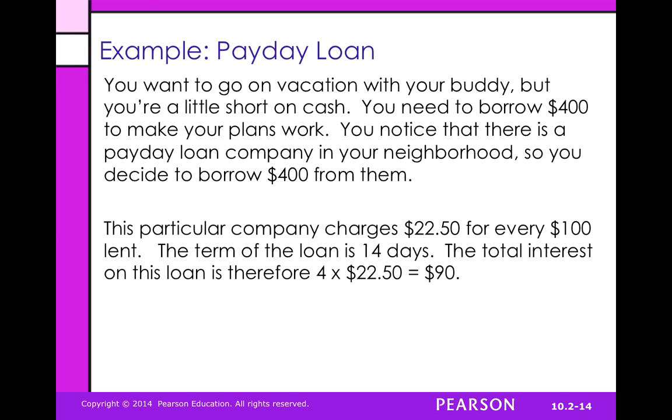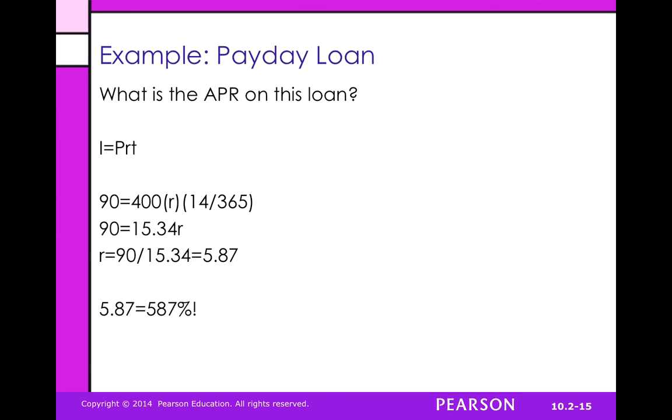They're going to give you $400. You must give them $400 back. On top of that, you will pay them $90. So they're going to write you a check for $400. In 2 weeks, you're going to come back and give them a check for $490. That's how this works. What's the APR on this loan?